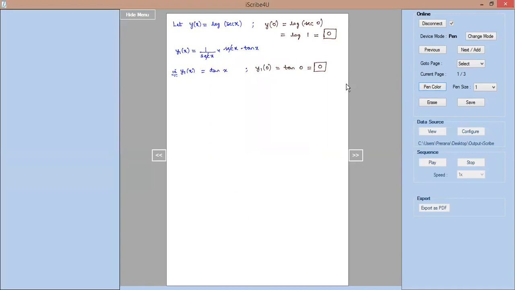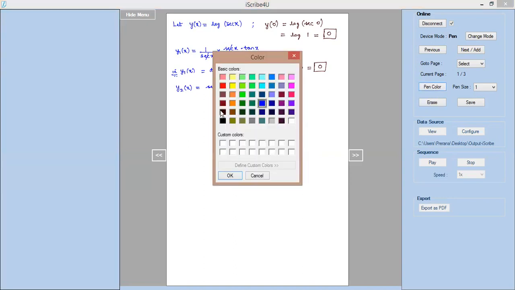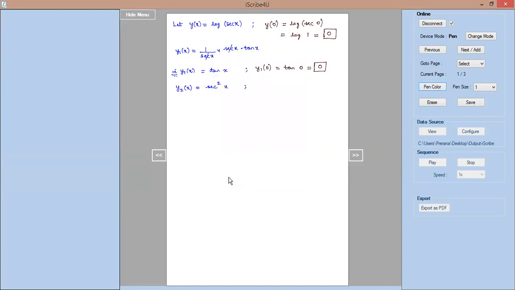Now moving ahead, we'll find the differentiation once again. So y1 is equal to tan x. Once again differentiating, y2 of x is equal to the differentiation of tan x, which is secant square x. At the point 0, y2 of 0 is secant square 0. Recalling the standard value, it is 1 square, which is 1. So we got one non-vanishing term, y2 of 0.